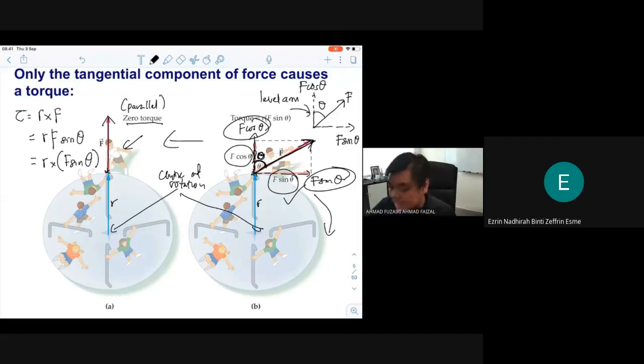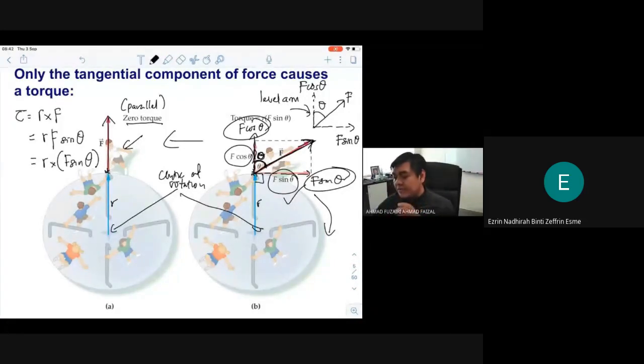RF sin theta. So F sin theta will be the component of force that is perpendicular to the lever arm. What is lever arm? Lever arm tadi dia lah, ataupun distance lah. Senang cerita distance ke, lever arm ke, anything yang awak rasa, awak faham mengenai R. Sometimes we can call that distance, sometimes we can call that lever arm, sometimes we can call that radius. That depends on the situations.